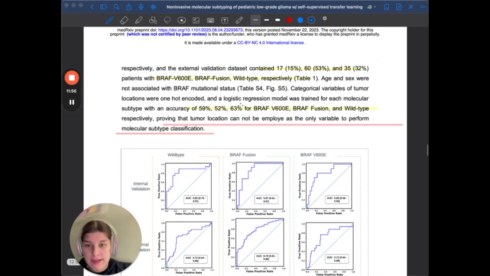So the main thing to take away here is that tumor location can be employed as a variable to perform this molecular subtype classification, but it's not the only one. Typically, we would only have to rely on surgical resection because of having this tumor location. But through this, we realized that we can train this with the data, and it's not the only test to see if this is actually indicative of the molecular subtype classification.